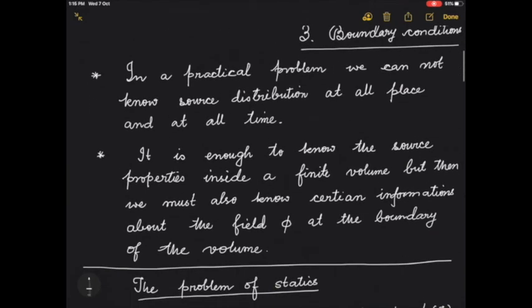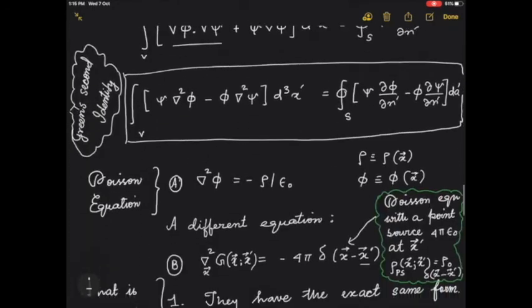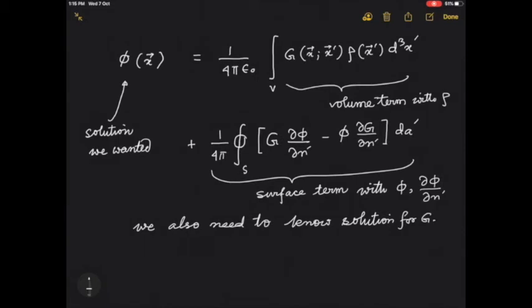We said it here, if you remember. It is enough to know that the source property is inside a finite volume, but then we must also know certain information about the field phi at the boundary of the volume, and that's exactly what we see now in terms of this expression that we have got out of Green's identity. Very nice. Let us now look at the consequence of this step by step.